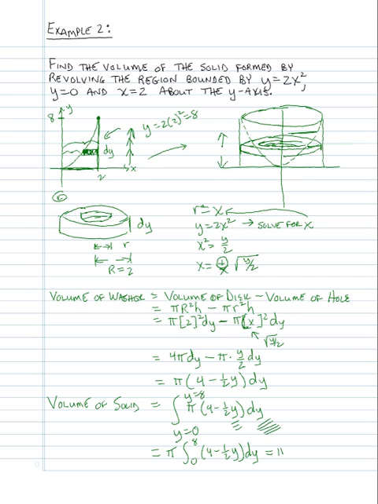Well, when we integrate 4, of course, with respect to y, we get 4y. When we integrate 1/2 y, we will get 1/4 y squared. And of course, we're evaluating that from 0 to 8. I'm going to let you fill in the details here, but you should get 16 pi as the final result. Of course, 16 pi cubic units.